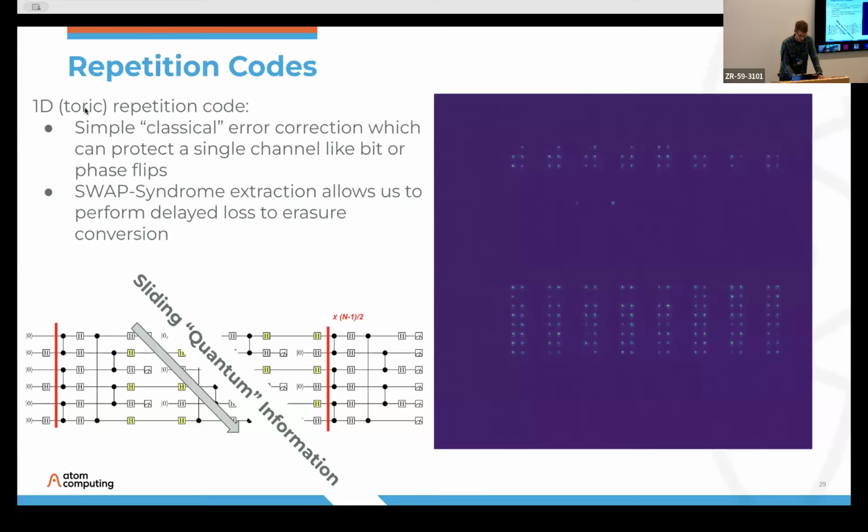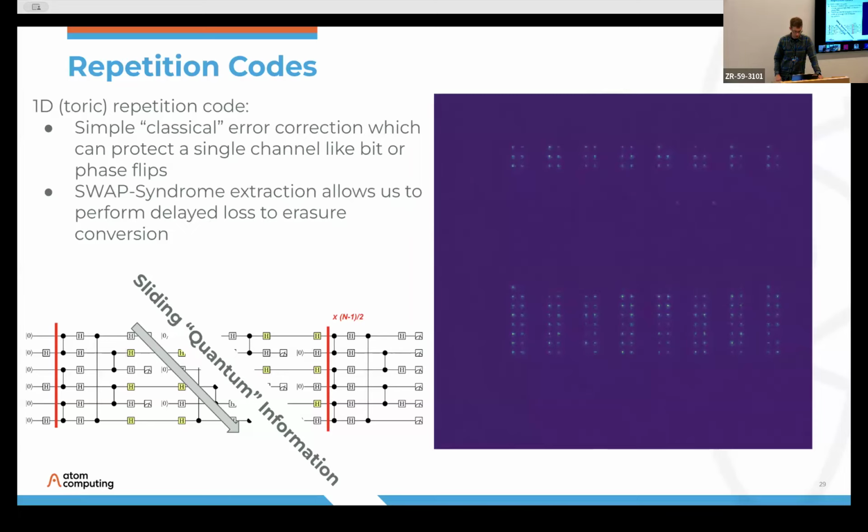When we wrote up here toric repetition code, it's because it's actually a repetition code where the ends are sort of connected to each other to enable this. Oh yeah, so I wrote the phrase delayed loss to erasure conversion here.